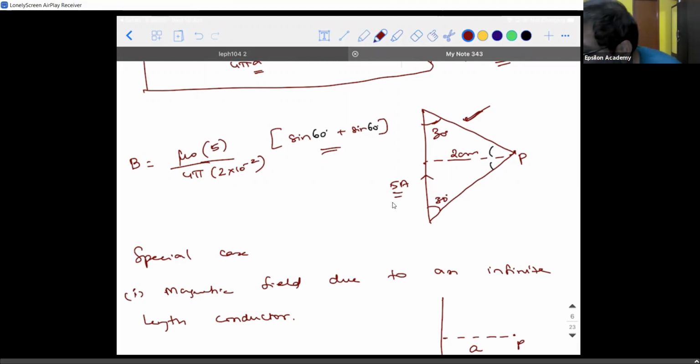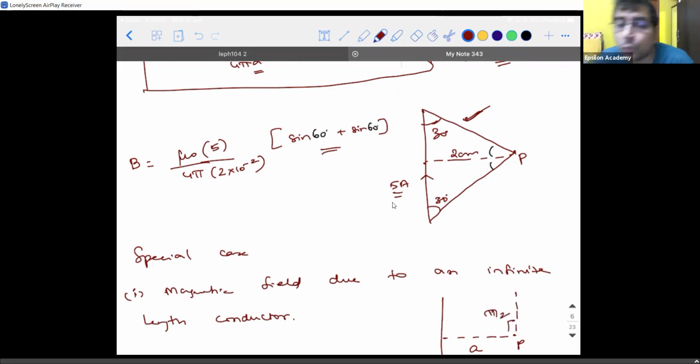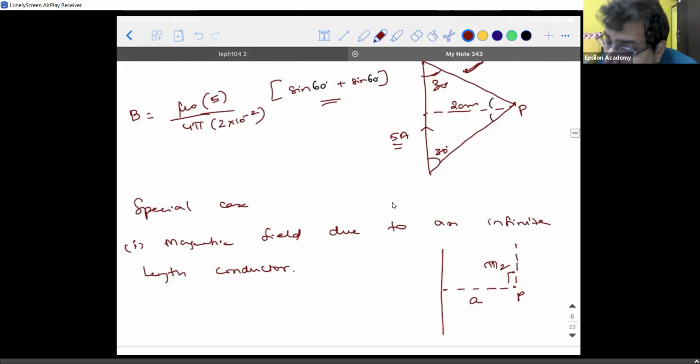It will be like this, sir. 90 degrees, sir. Yes, it will be pi by 2. So alpha will be pi by 2. What about beta? Beta is also pi by 2 because the same thing is going to happen in the downward direction.